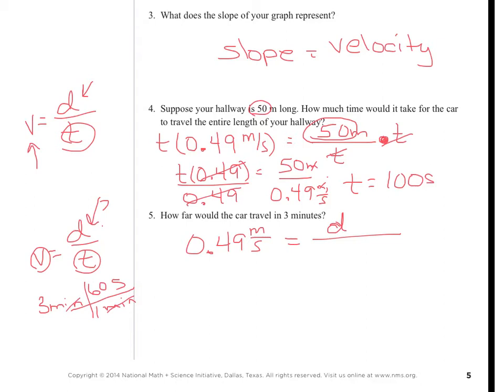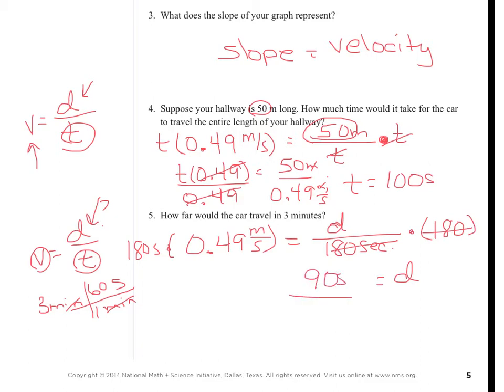Okay, 3 times 60 would be 180 seconds. To get d by itself, I'm going to have to multiply both sides by 180. So d is going to equal 180 times 0.49, and again, I only want one significant figure. That's going to be 90 seconds.